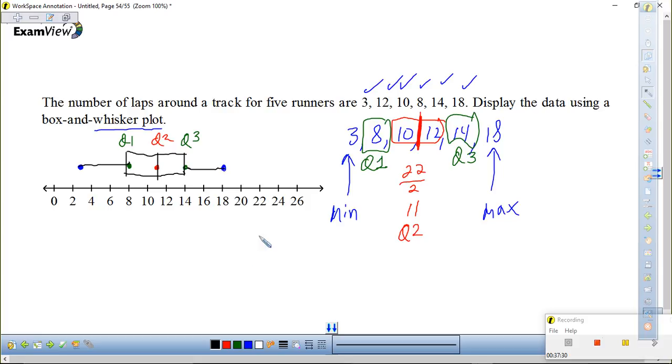So once again, the process is we need to arrange it from least to greatest. Find the median of the data, then the median of the bottom data, median of the upper data, and then the min and the max. Yes? All right.